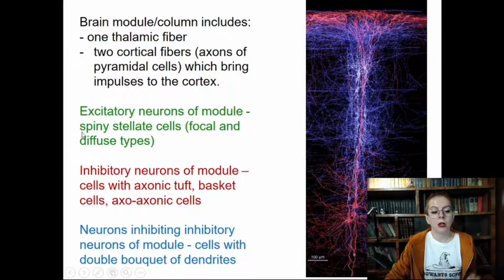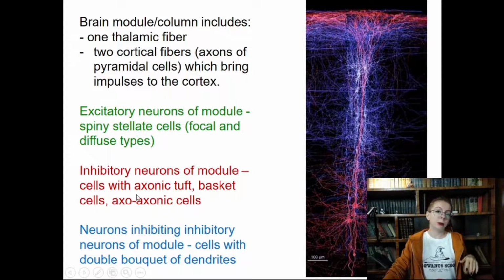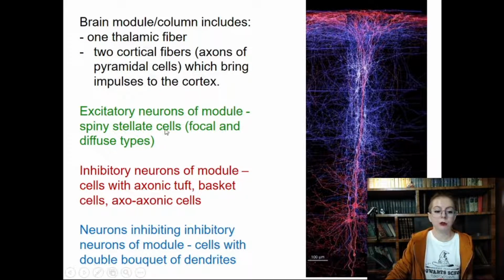So what do you have to know? That the brain module includes excitatory and inhibitory neurons. Excitatory neurons are the focal and diffuse types of stellate cells. Spiny stellate cells, okay, at least that.